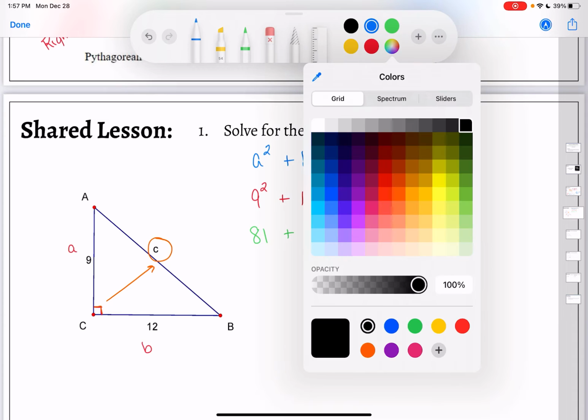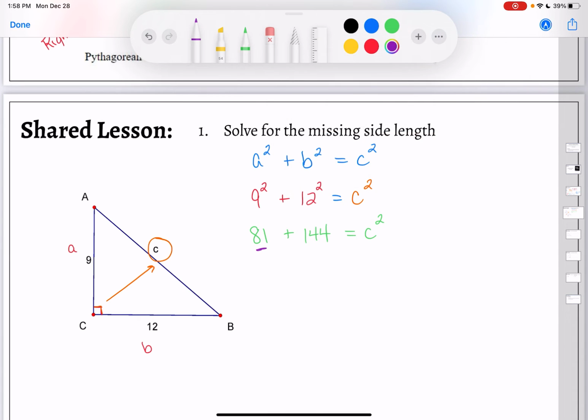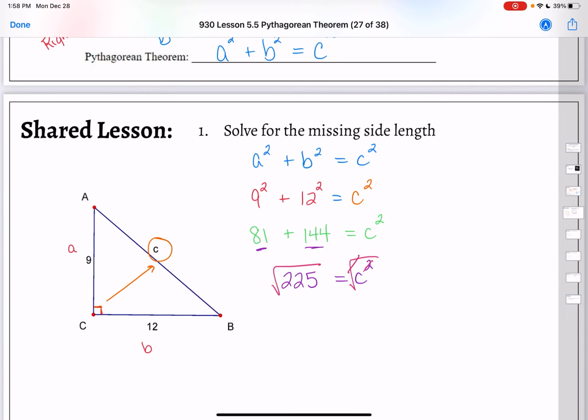Well, 81 plus 144 would be 225 equals C squared. Now, I want to figure out C, not C squared. So if you remember, the opposite of squared is to square root. So I'm going to square root both sides. A squared and a square root cancel out, right? So C equals the square root of 225, which I know is a perfect square, and so that would give me 15. And that's how you use the Pythagorean theorem.